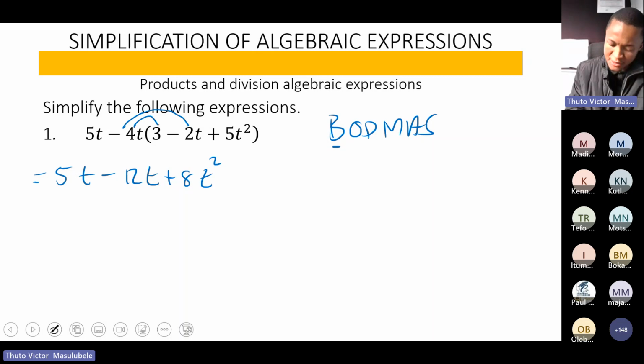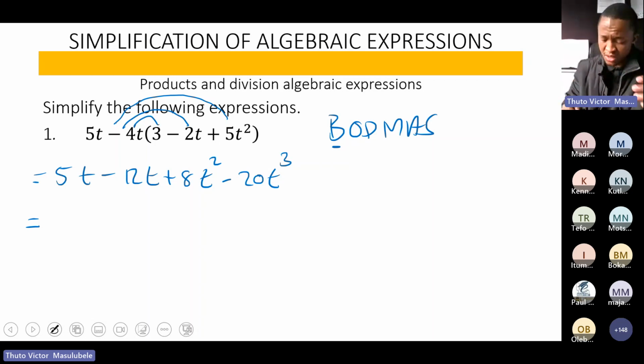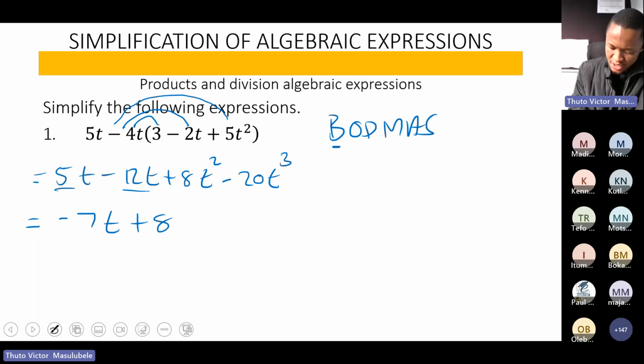I hope you still remember what happened to those bases, the base of t. What happens when you multiply the same base? You keep the base and you add the exponents. And then you multiply negative 4t with 5t squared, and that will give us negative 20t cubed. Because when you multiply the same bases, you keep the base and you add exponents. And now let's check, do we have any like terms? Yes, we do have like terms. Like terms are terms that have the same variable with the same exponent. And these are our like terms: 5t minus 12t. We quickly combine them. That will give us negative 7t plus 8t squared minus 20t cubed.